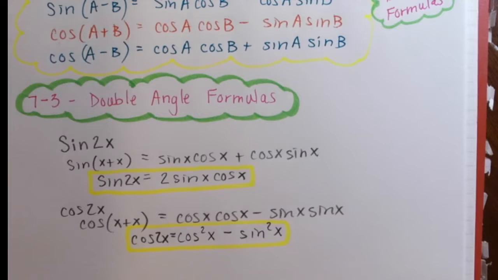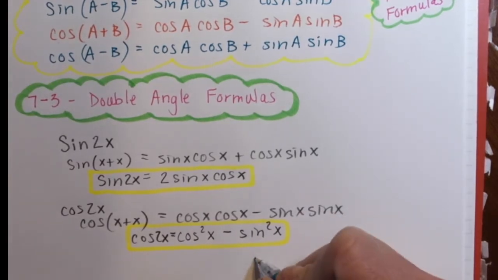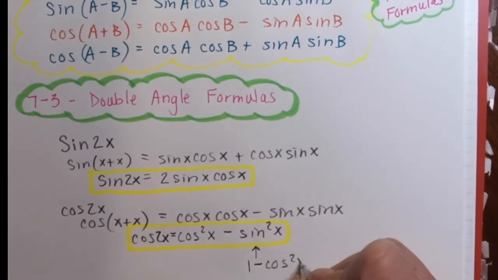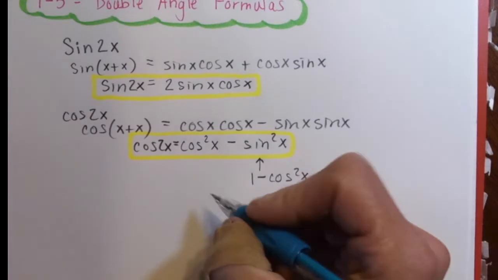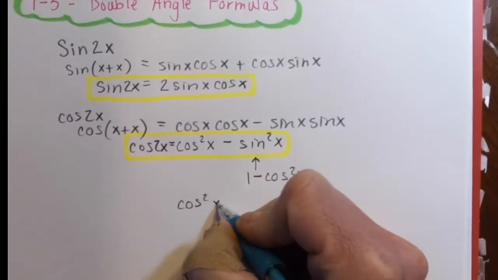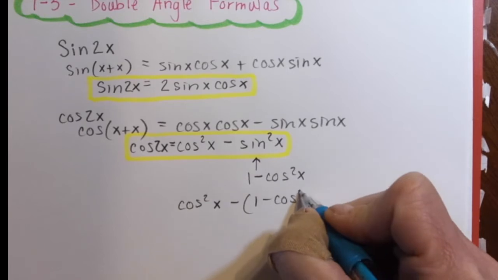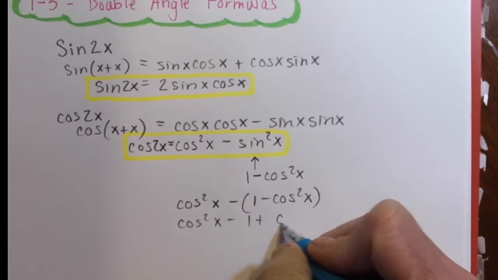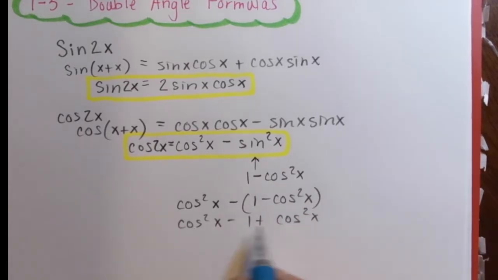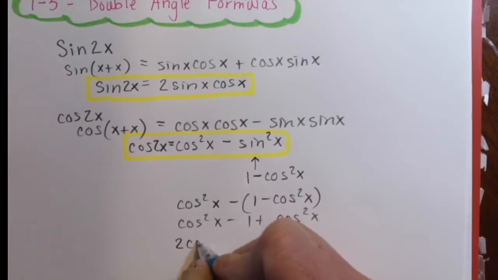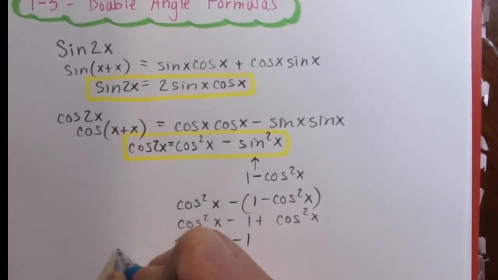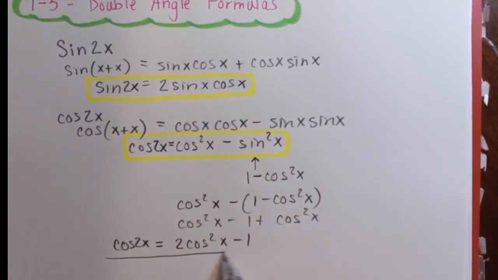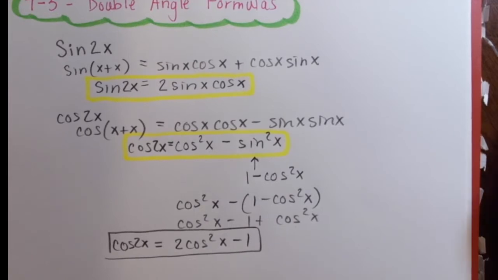So you can quickly go through those derivations. You actually should on your own. For instance, if I take sine squared and plug in 1 minus cosine squared, we can get cosine squared x minus 1 minus cosine squared x. Distribute the negative. And now I have 2 cosine squared x's that I can add together. 2 cosine squared x minus 1. So this is the second variation for the double angle of cosine. Okay.